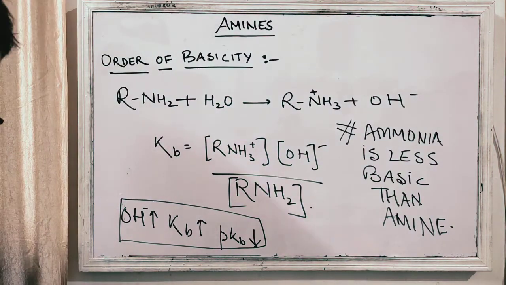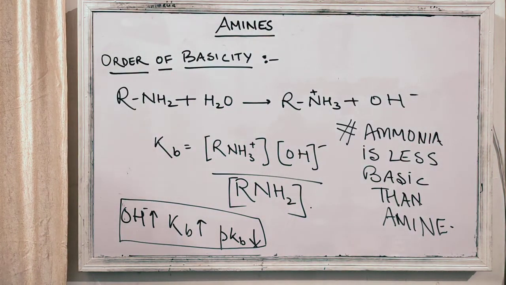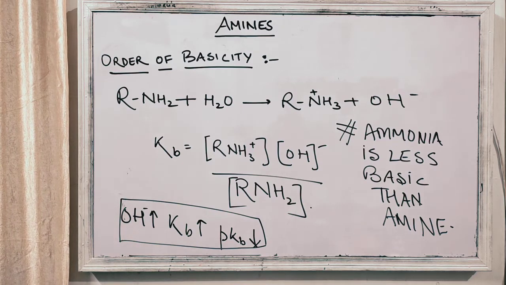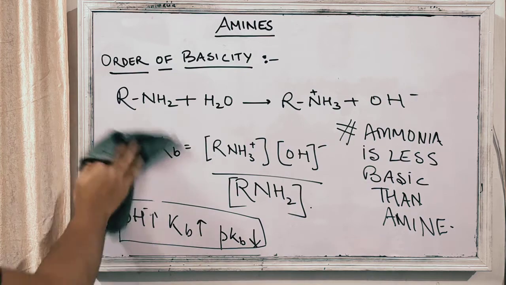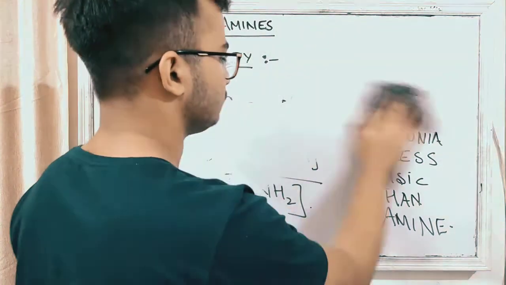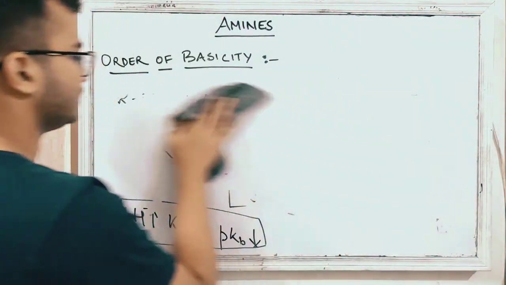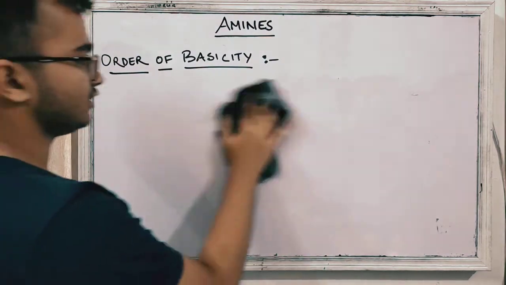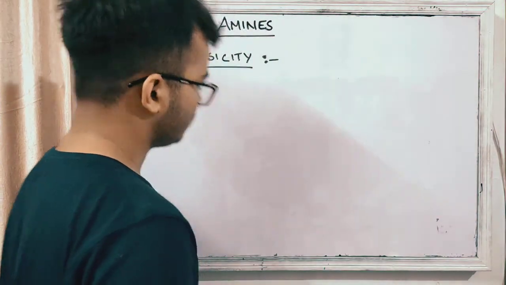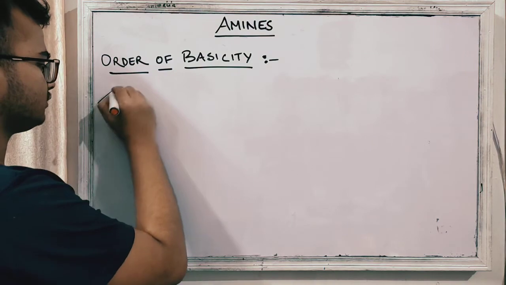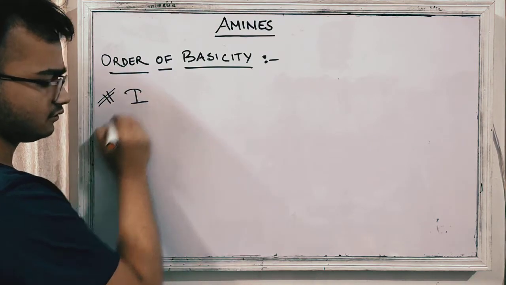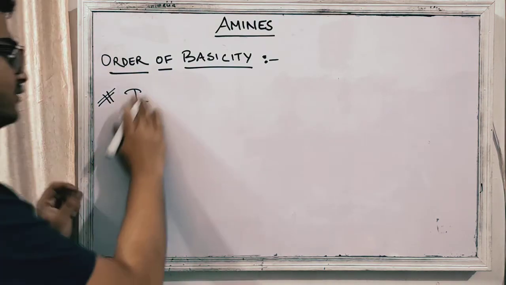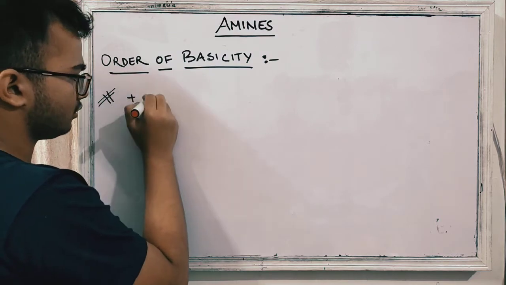Now, we will come to the order of basicity. Now, we will determine the order of basicity. For amine, when you study the order of basicity, you have to learn in two parts. Okay, the first part is in the gaseous state, and the next part is in the liquid state. Okay, so for the first part, you have to notice the I effect, which is also called the plus I effect or the inductive effect.